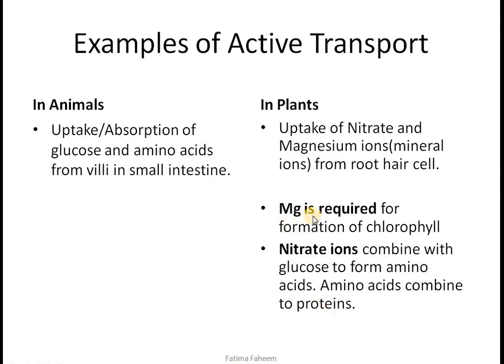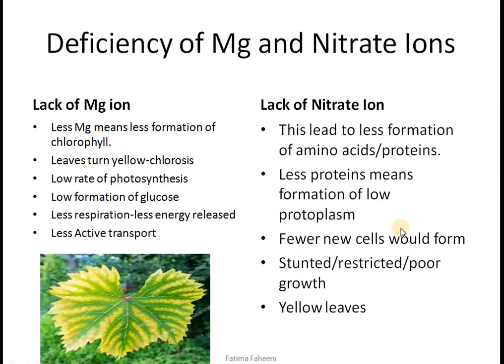Magnesium, we have read it before, is required for the formation of chlorophyll, which is a green pigment in chloroplast. And what does it do? It absorbs sunlight for the process of photosynthesis. Okay, so what will happen if the plant lacks magnesium ions or nitrate ions?